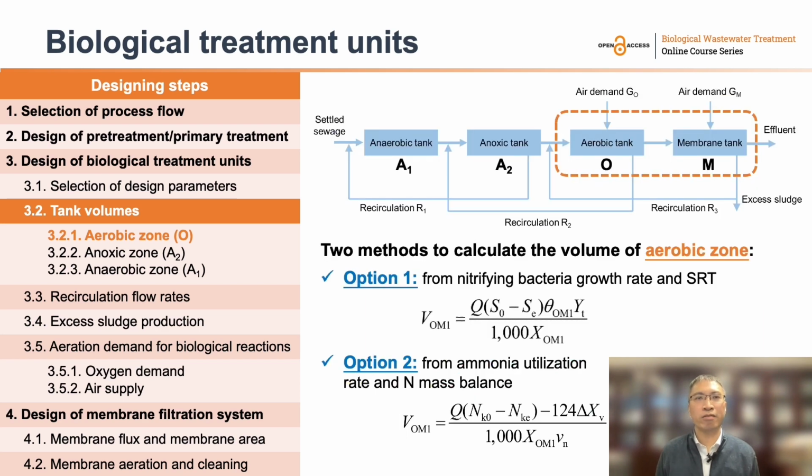In summary, we have introduced two methods to design the volume of the aerobic zone in this part. Option 1, to calculate from the growth rate of nitrifying bacteria and the SRT. And option 2, to calculate from the ammonia utilization rate and the nitrogen mass balance. Then, let's move on to the next step to design the volume of anoxic zone.